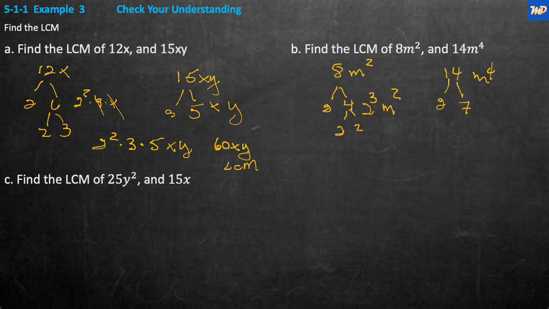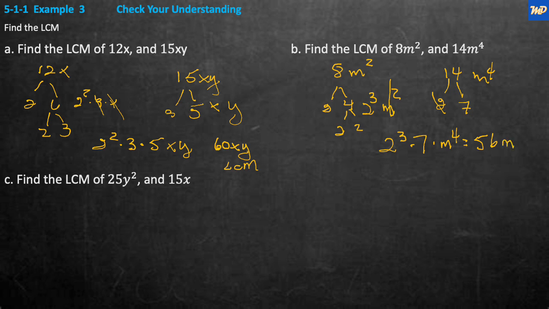Okay, so now that m to the 4th beats the m squared, so that m squared's gone. There's a 2 cubed. There's a single 2 here. This 2's gone. There's no 7 anywhere else. So all we have is 2 cubed, 7, and m to the 4th. And that is equal to 2 cubed is 8, times 7 is 56.